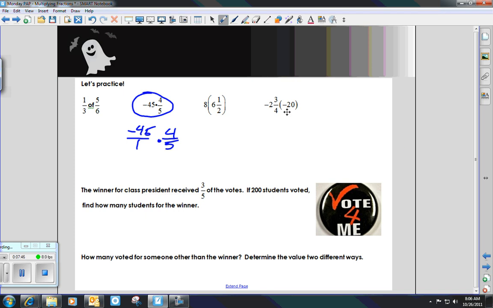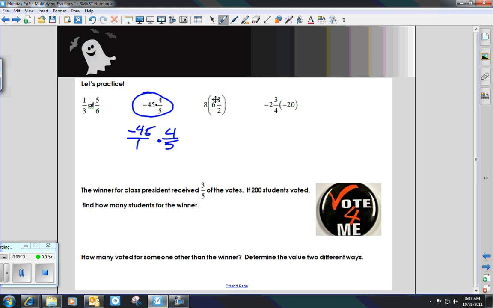For problem number 3, I have a mixed number here. This is a mixed number, 6 and 1/2. I can't multiply with a mixed number. I also can't divide with a mixed number. Now you can add and subtract without changing a mixed number. It is possible. Some of you don't like to do it, and that's okay. You'd rather work with impropers. But when you're multiplying and dividing, you must change those mixed numbers to improper before you can do anything with them.